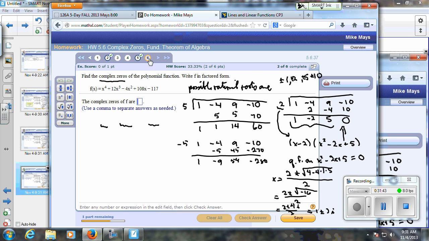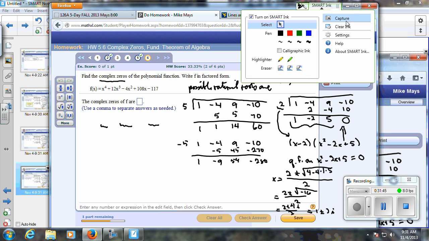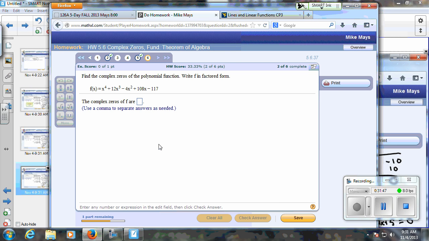And let's try number 6. It's a little bit fancier problem. So let's see how that one might go. I want to find the complex zeros in factored form. Trying to sort of save a little bit of time, I'd like to see if it has any real zeros first of all.